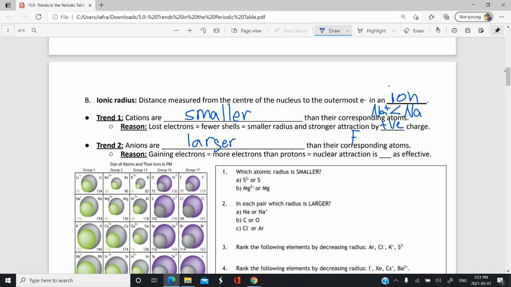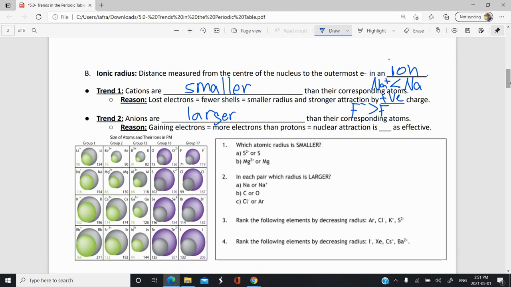So, for example, the F- anion is larger than the F atom. And that's because when you gain electrons, there's more electrons than protons. And the nuclear attraction, because there's more electrons to pull in, is just not as effective as it was before. And also, some of those electrons are repelling each other a little bit more. But it's really because now you have more electrons than protons, and you have more to manage than before.